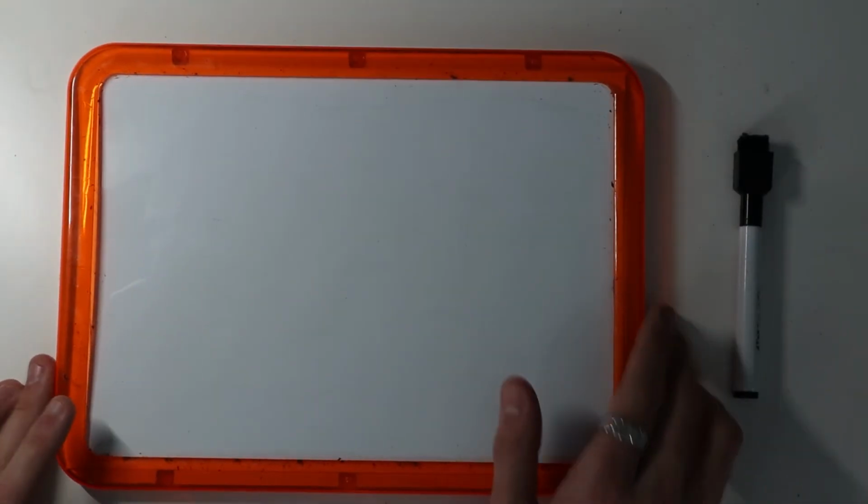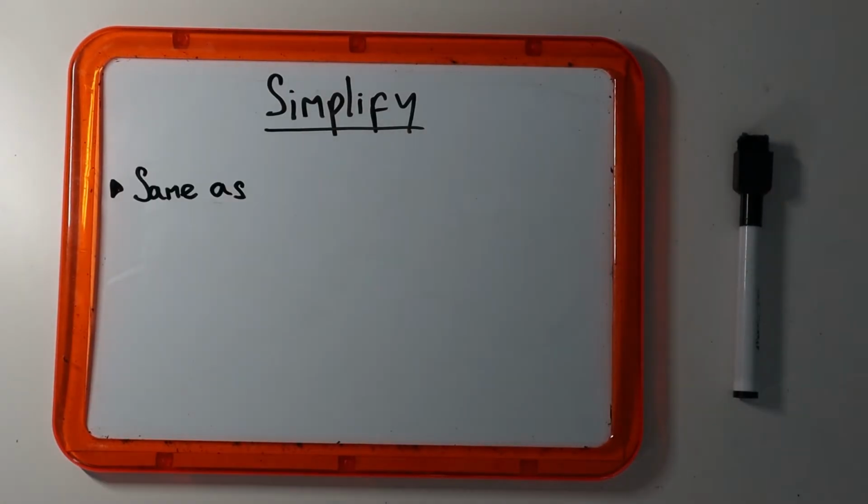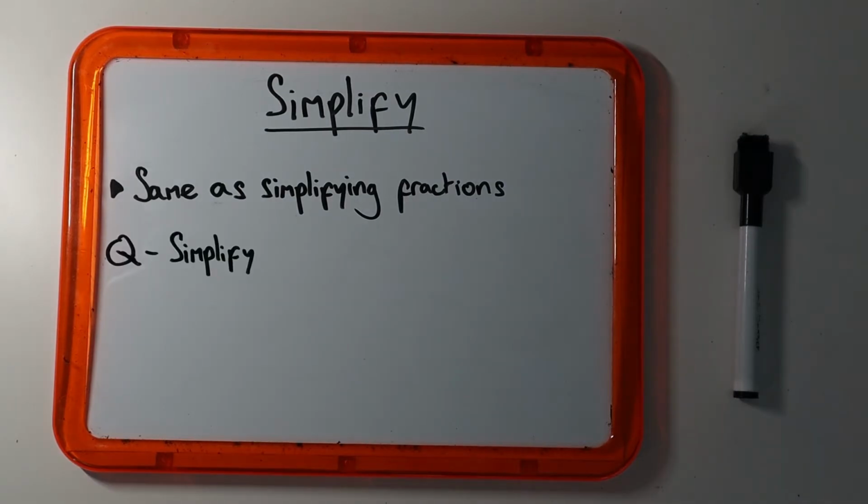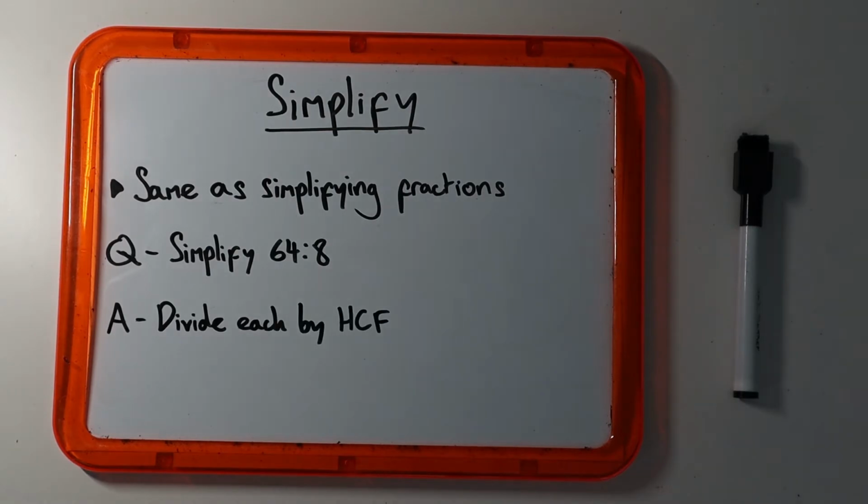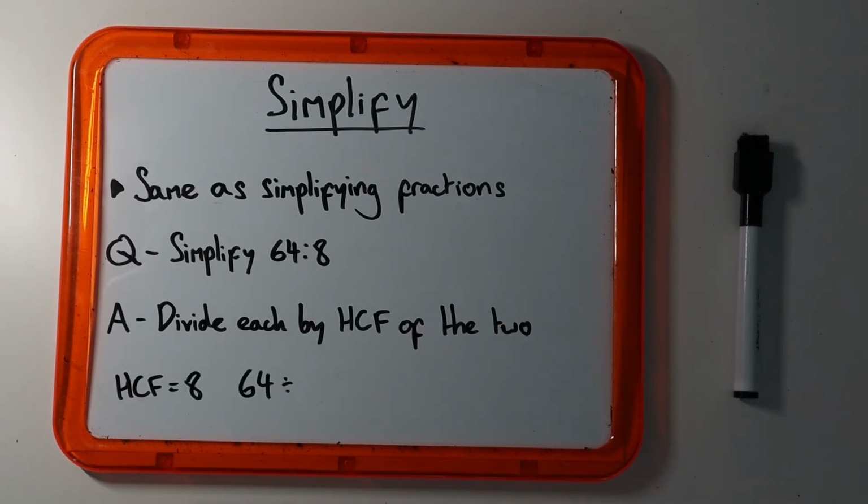Now, to simplify ratios, you do exactly the same thing as you would to simplify fractions, so you may want to watch our video on simplifying fractions first. But, for example, to simplify the ratio of 64 to 8, you just divide each number by the highest common factor of the two. The highest common factor is 8, so 64 divided by 8 gives us 8, and 8 divided by 8 gives us 1. So the simplified ratio of 64 to 8 is just 8 to 1.